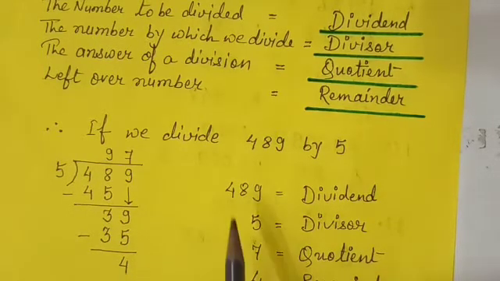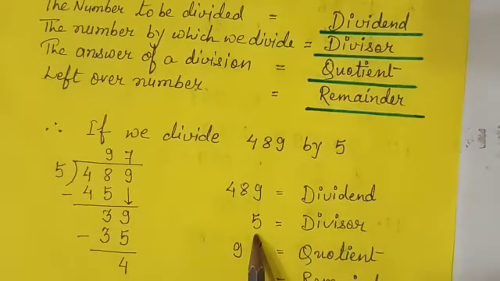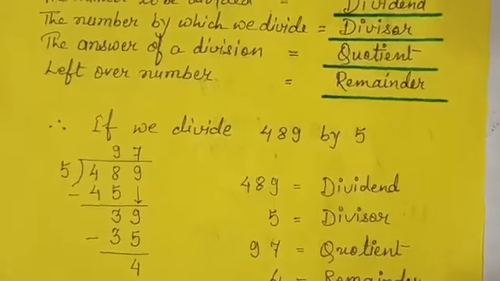Here in this division 489 is the dividend, 5 is the divisor, 97 is the quotient and 4 is the remainder.